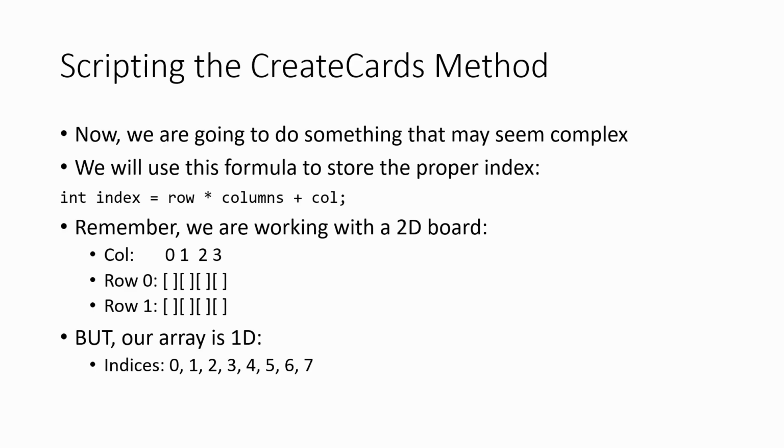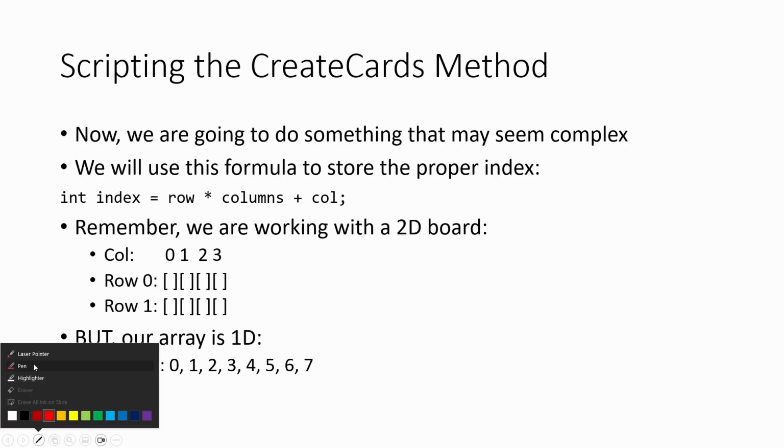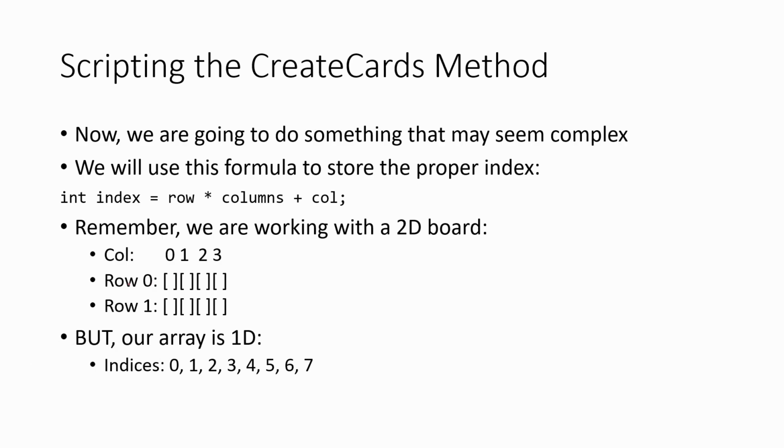And I tried to explain it on the slides here, just to pull it up. So we're working with the 2D board. This shows row 0 and this is row 1 right here. And actually, maybe I should use the pen here just to show. But we're working with row 0 and row 1. And then I've tried to designate the columns here, where this is the 0 column, the 1 column, 2 column, and 3 column. And what we're doing is we are saying row times column, so 2 times 4, and then plus call, right?